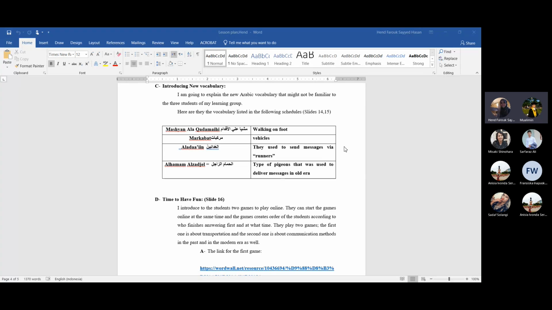Yes. Okay, so I start the session by holding a comparison between transportation and communications in the modern era versus camels and carriages in old age. Then I ask them, what do you think today's lesson is going to be about?